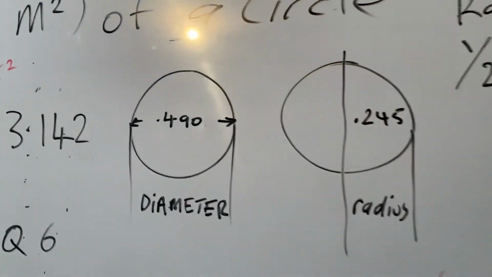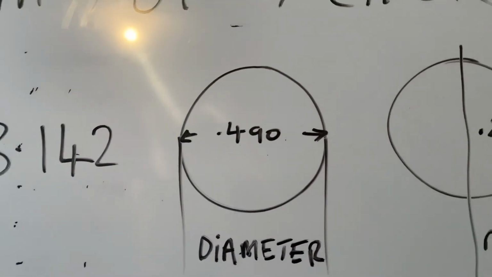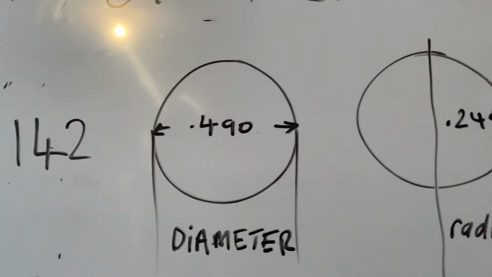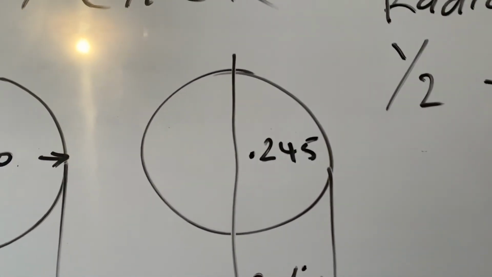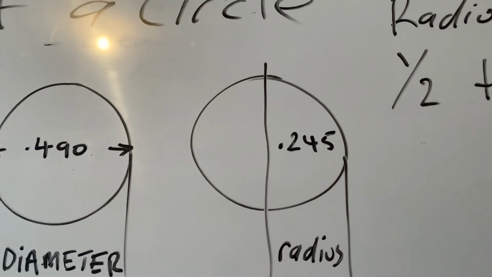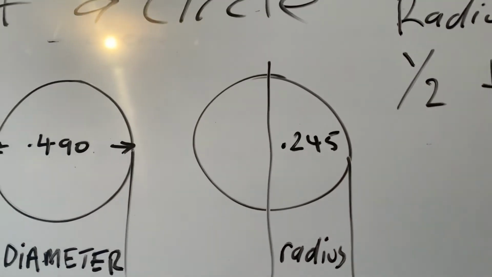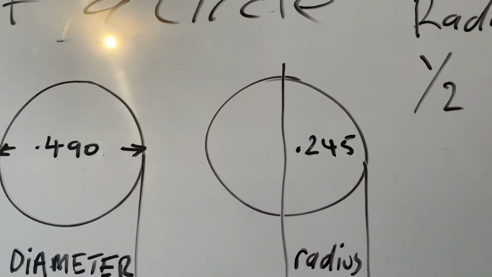This is 0.490. That's 490 millimeters. Half that is 0.245, which is 245 millimeters.